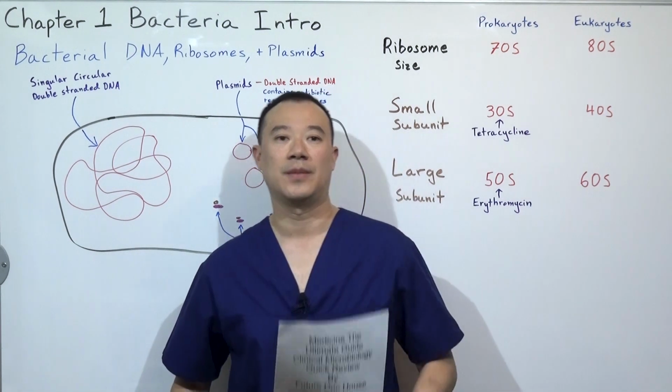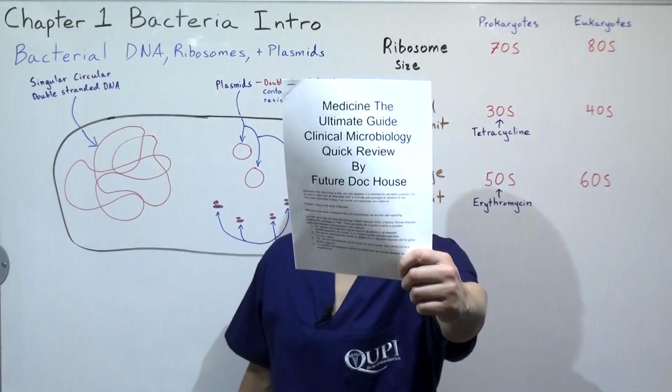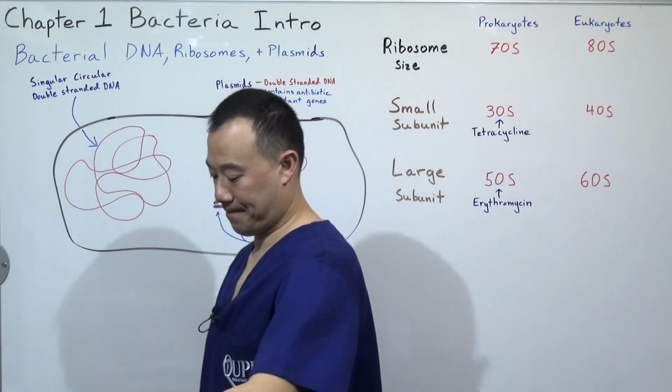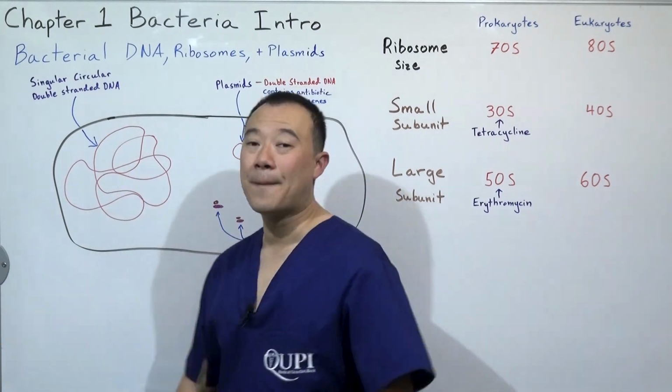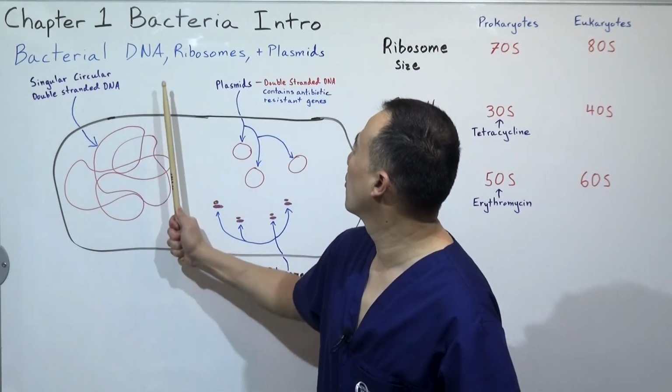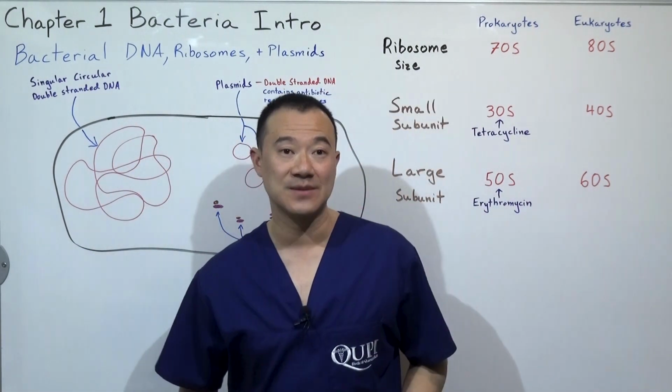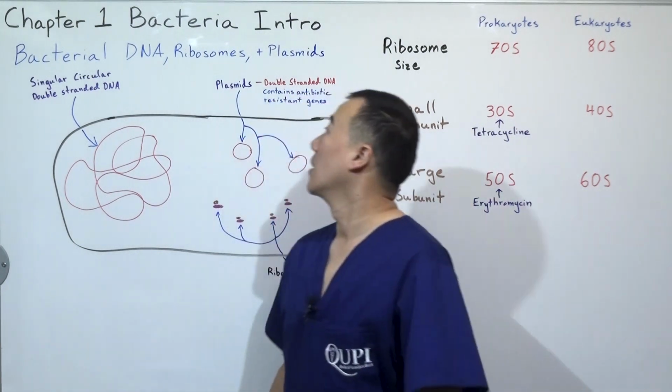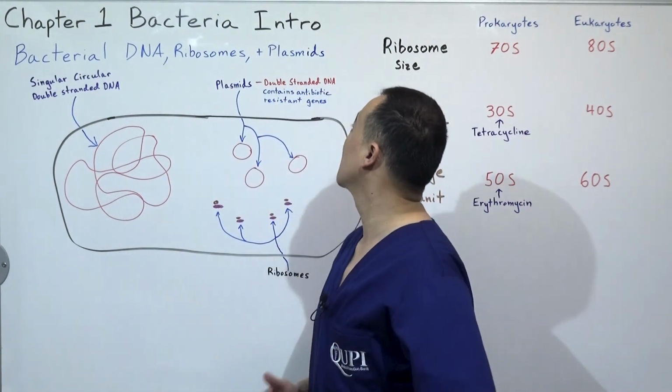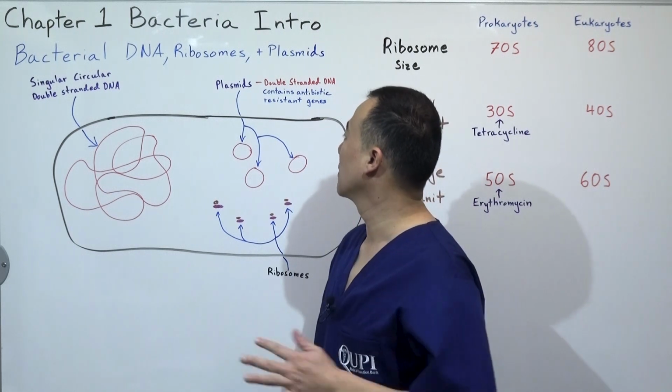Let's continue our journey on bacteria, introduction, chapter 1 from this book. We are on bacterial DNA, ribosomes, and plasmids. Oh my. Bacterial DNA, ribosomes, and plasmids. Here we go.